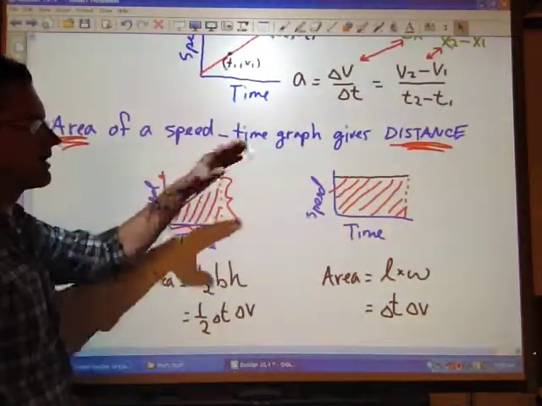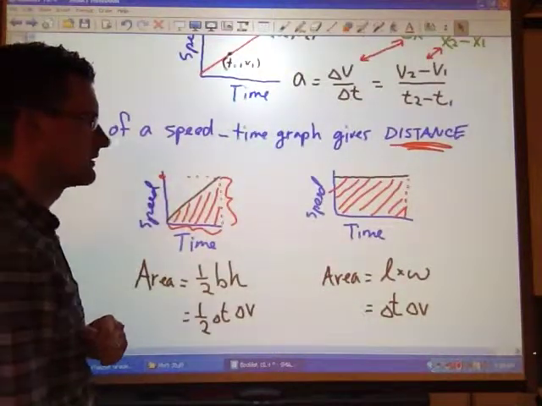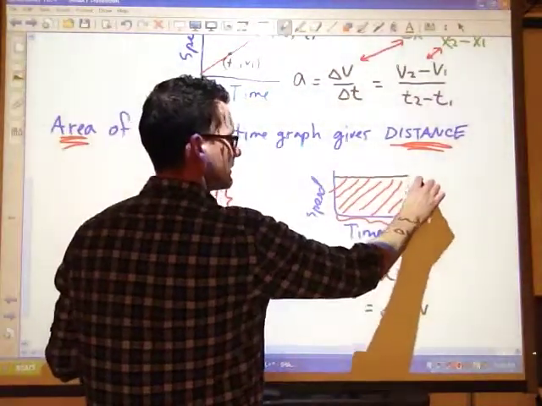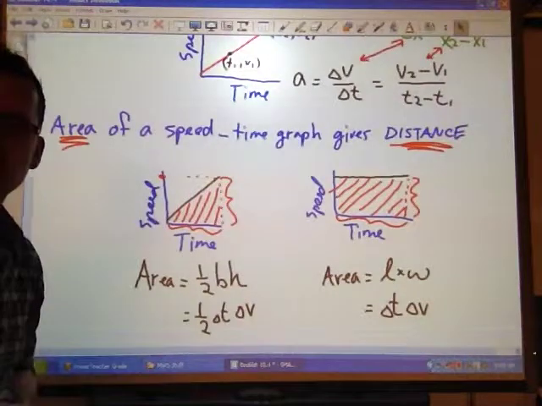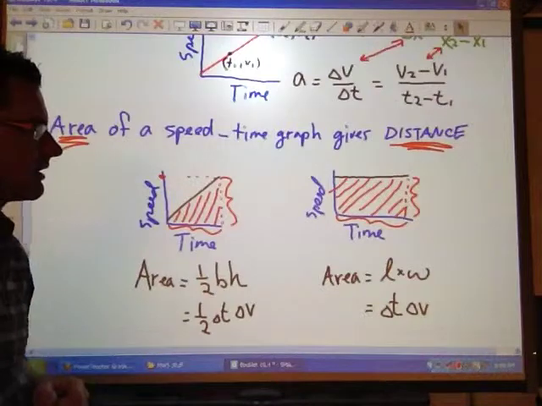If it's a constant speed graph, area of a rectangle, length times width, or in this case, time multiplied by speed. Okay, so copy out those. They will be very important and handy to use when you do the assignment on the next page.